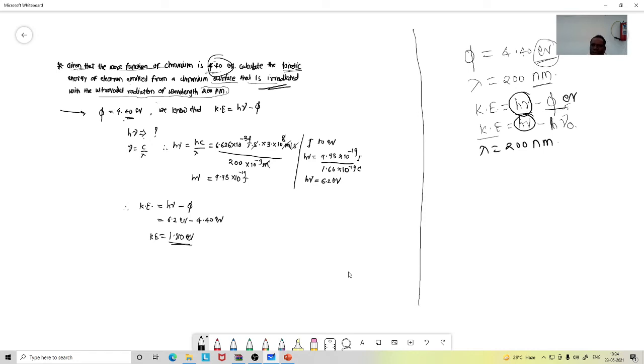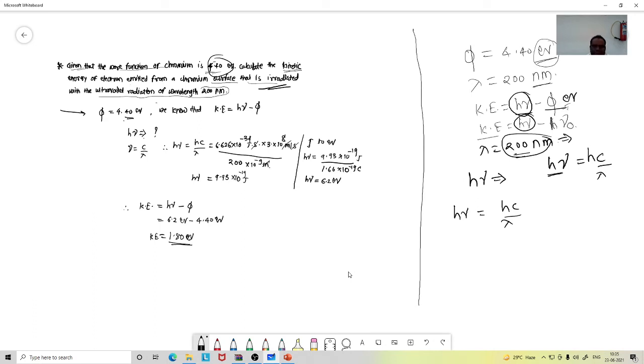This h nu value we have to convert into electron volt. So what is h nu equal to? We know that nu is equal to c upon lambda. If I multiply h on this side and h on this side, that is equal to h nu. So h nu is equal to h c upon lambda. Lambda is in nanometer. To convert it into meter, what we have to do is multiply it by 10 raised to minus 9.